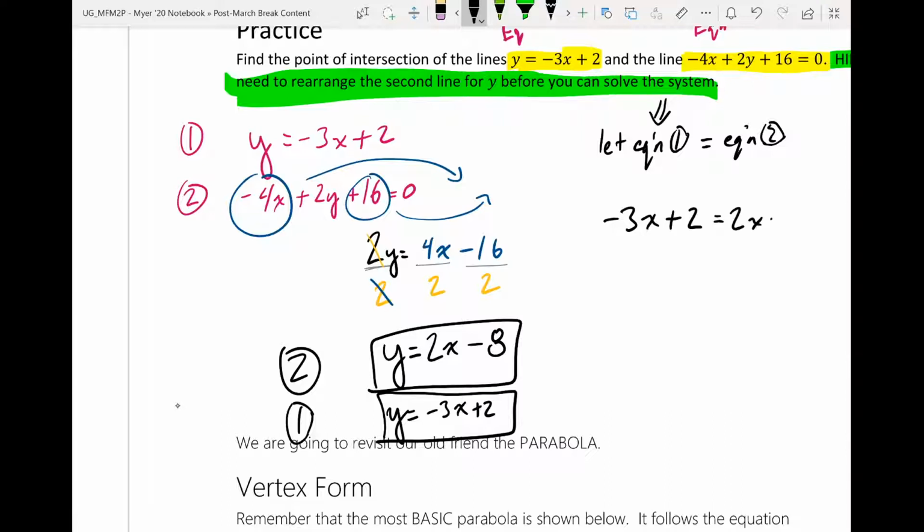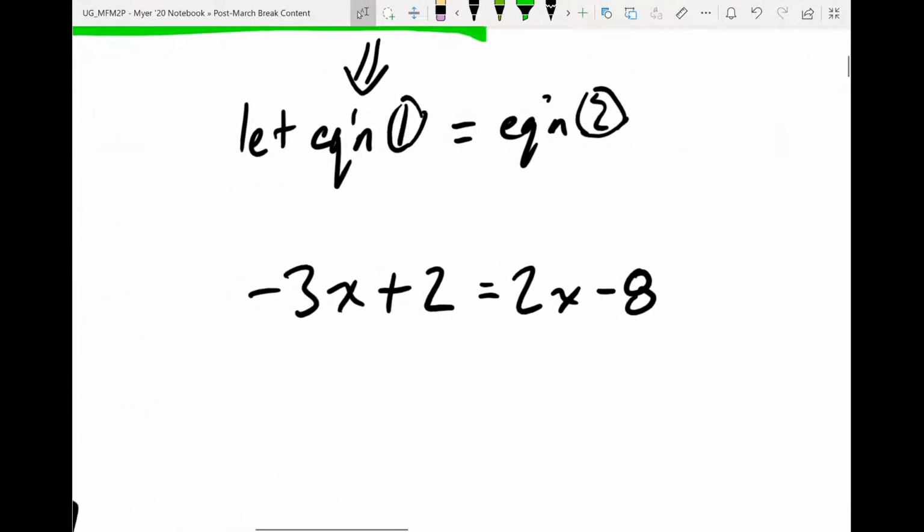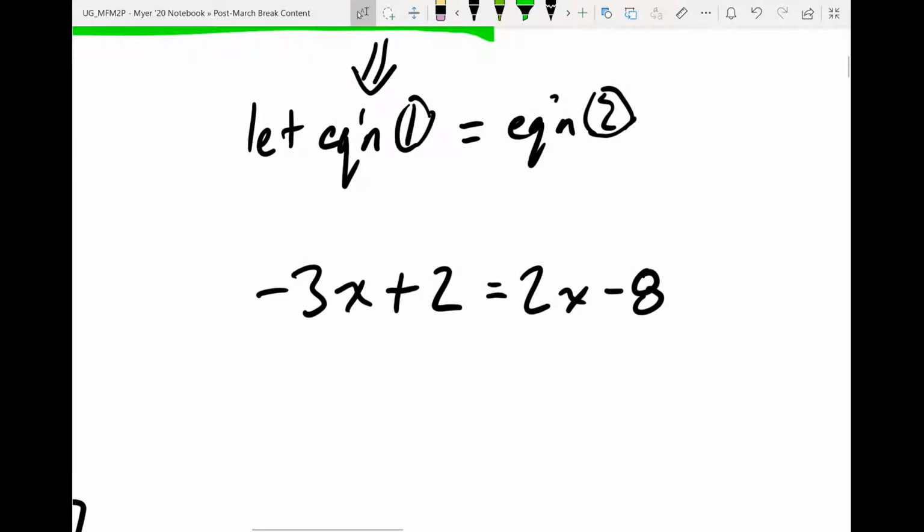we had 2x minus 8. All right, so I want to get all the x's to one side and all the numbers to the other side. How are we going to do that? What do you think? We can do negative 3x and move it to the other side.